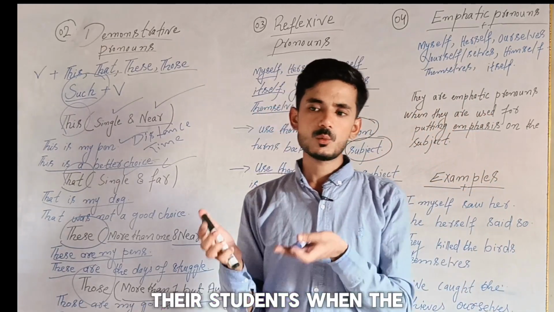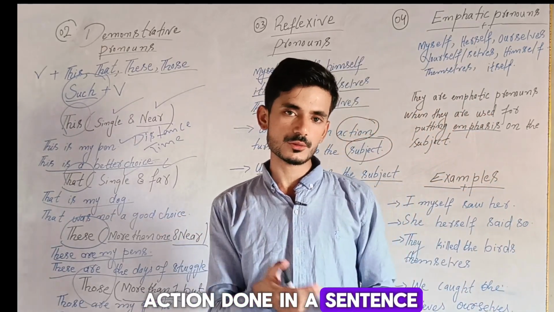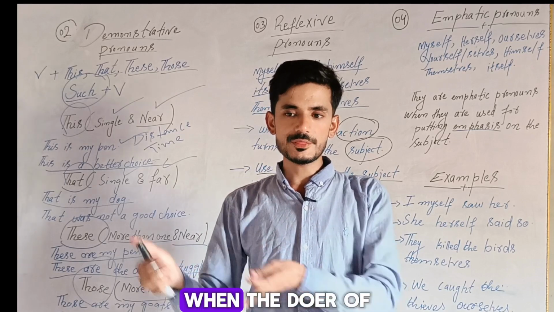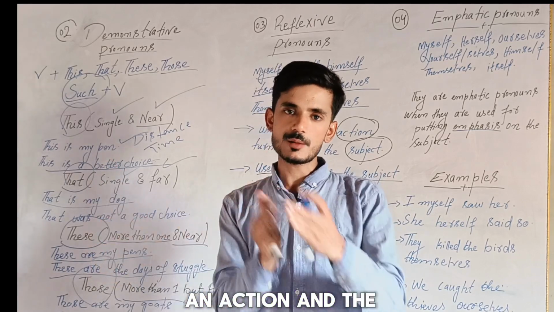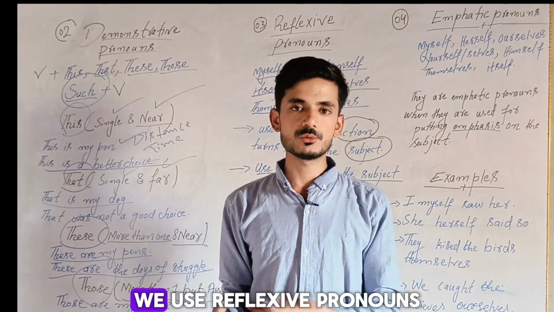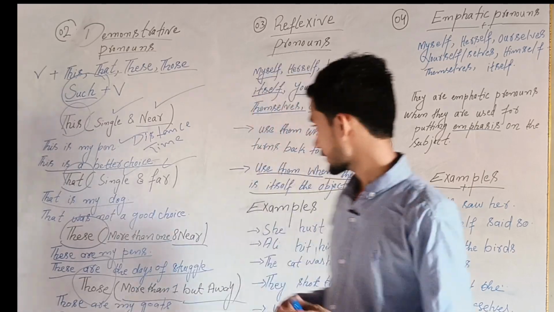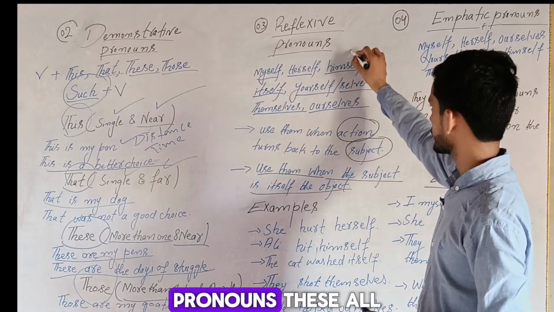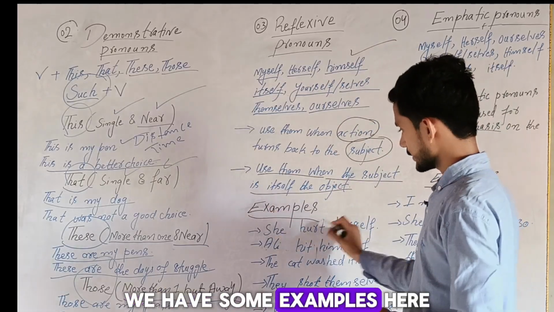Dear students, when the action done in a sentence turns back to the subject, when the doer of an action and the object are the same person, we use reflexive pronouns. These are all the reflexive pronouns. We have some examples here.